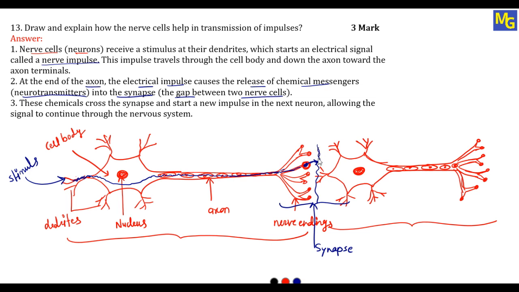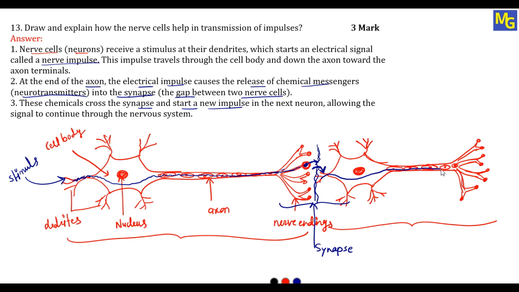Once that chemical messenger comes into this synapse, what is the next step? These chemicals cross the synapse and start a new impulse. So these chemical messengers will cross the synapse and come to the dendrites of the next neuron. And once they come to the dendrites of the next neuron, all those chemical messengers will convert into an electrical signal, nothing but a nerve impulse. That nerve impulse from these dendrites goes to the cell body.